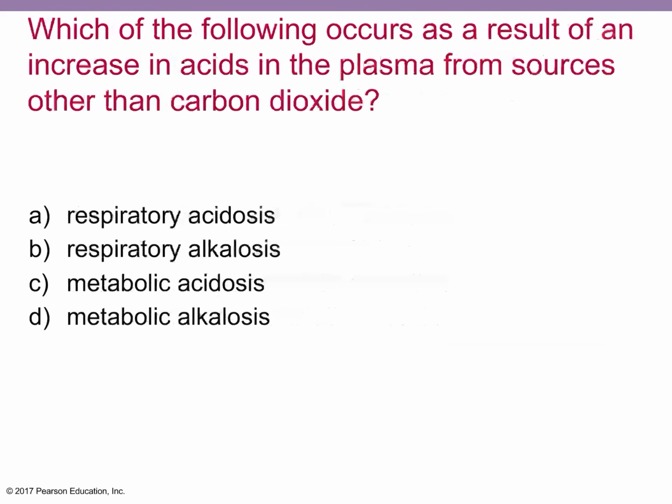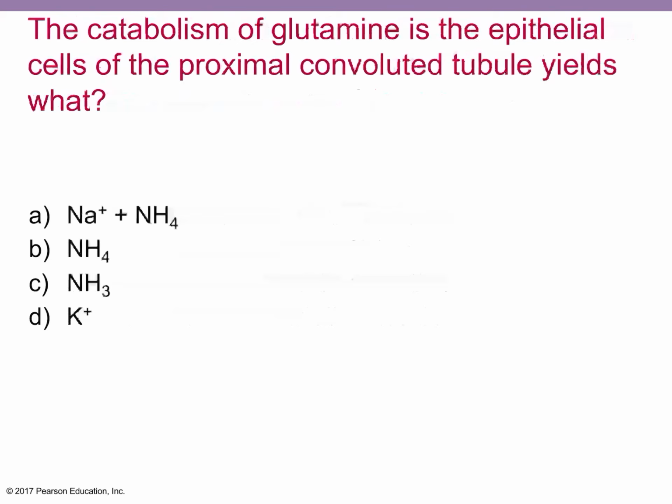Which of the following occurs as a result of an increase in acids in the plasma from sources other than carbon dioxide? The answer is metabolic acidosis. The catabolism of glutamine in the epithelial cells of the PCT yields what? It's going to yield ammonium. All right, that is the end.